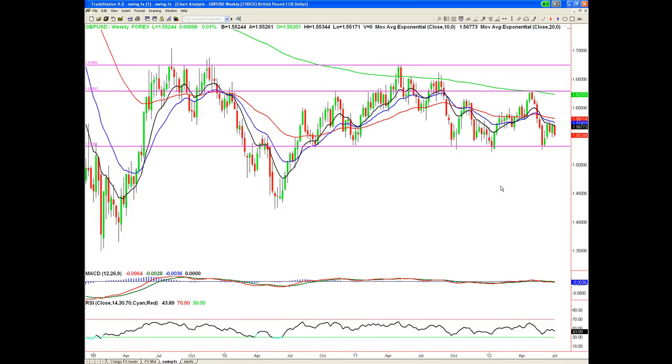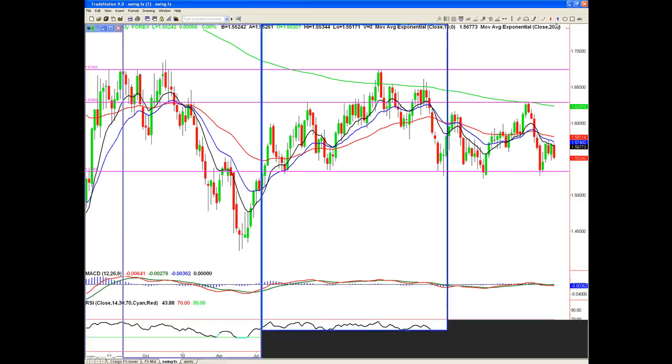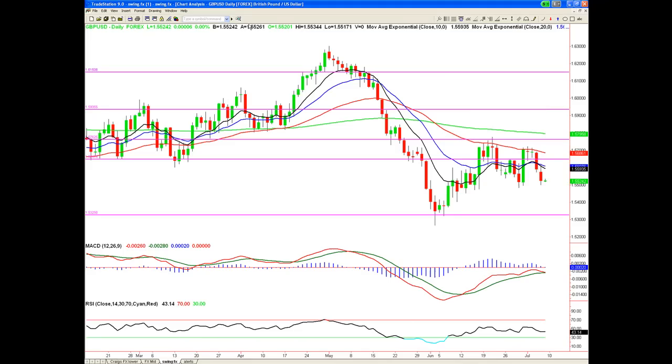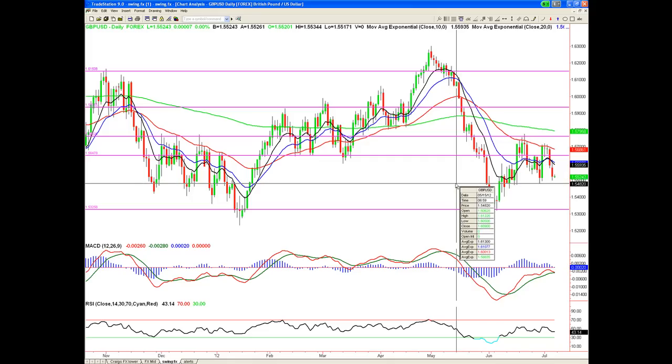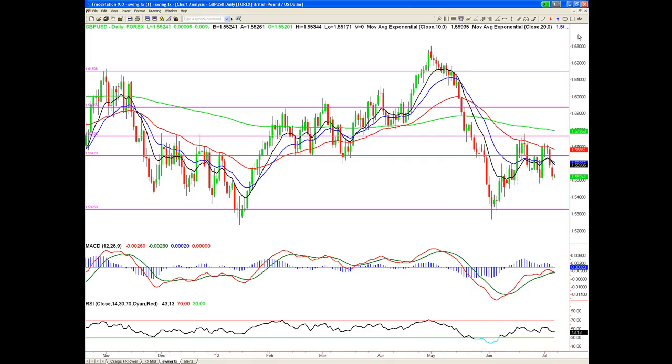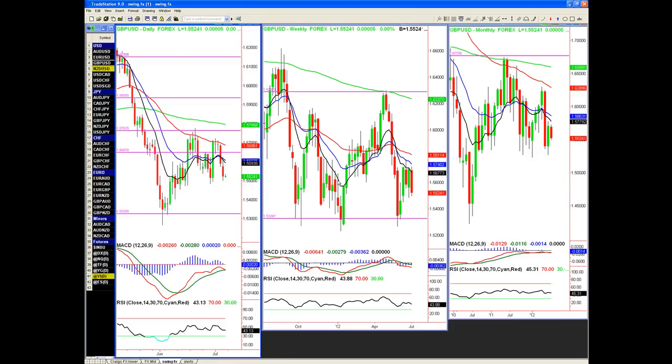I don't know if we're going to get there next week, but if we break down through these lows, we really have a good run there. So bearish on cable right now. On the daily, it's not really telling us too much. The weekly is definitely bearish. The higher time frames are bearish, but right now I'm waiting for this daily chart to give me some direction here. If we can break these lows, it certainly will be giving me some direction, and I will be looking to short cable.